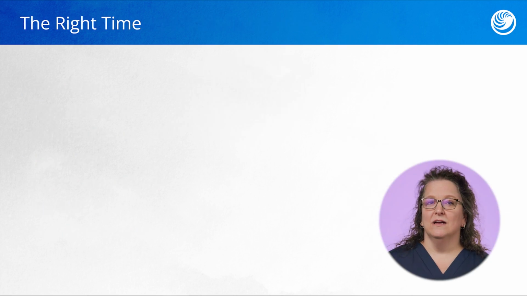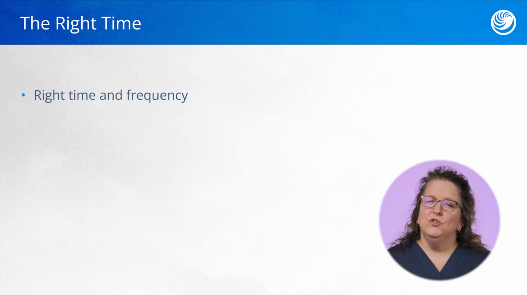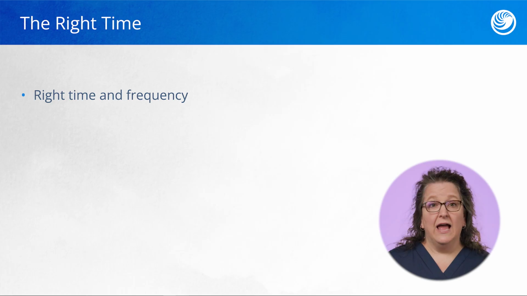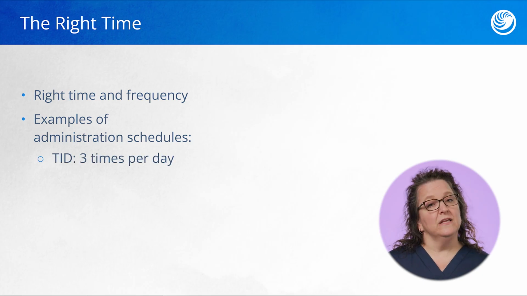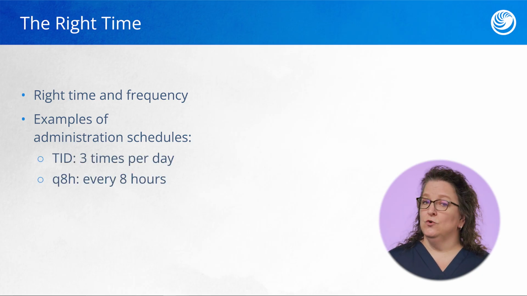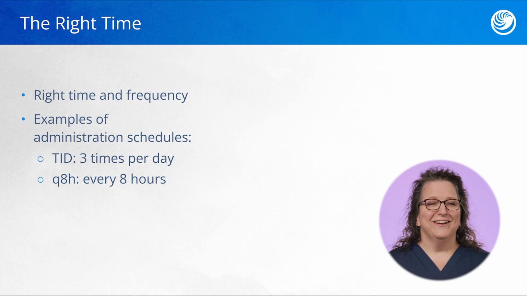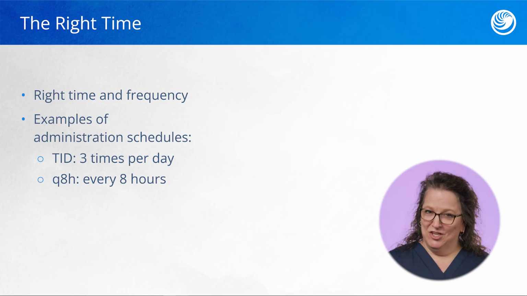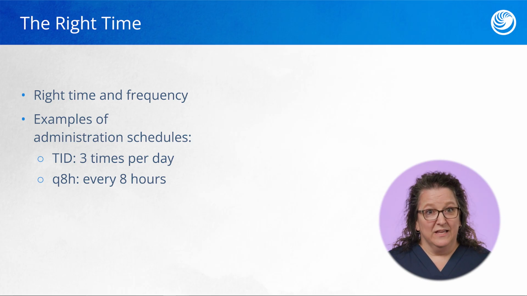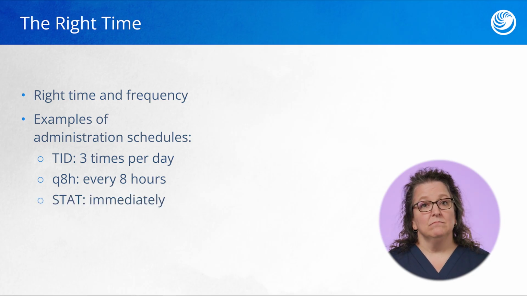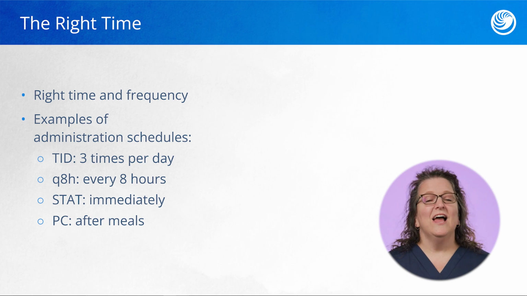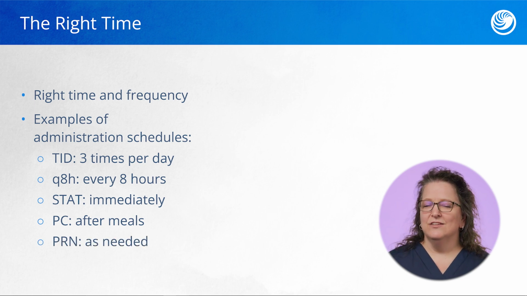The right time. The right time and frequency. You want to administer correct medication at the appropriate time and frequency. Examples of administration schedules include TID, which means 3 times per day, and Q8H, every 8 hours. A good thing to remember is that TID and Q8H both mean medication will be given 3 times in 24 hours. STAT means immediately, PC means after meals, and then PRN is as needed. You'll see that a lot with pain medications.